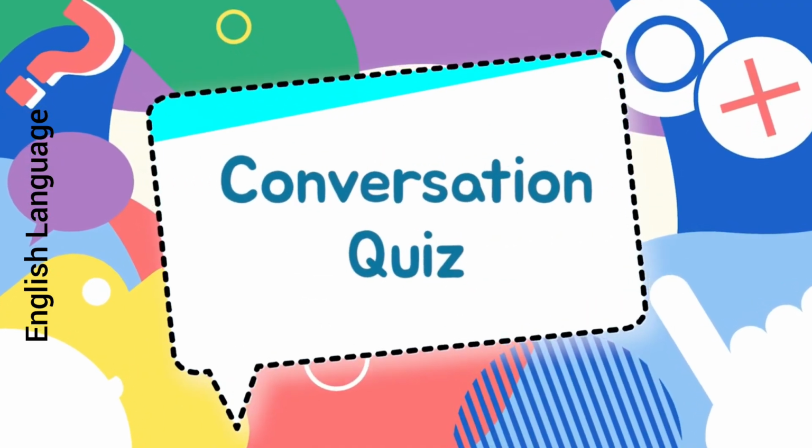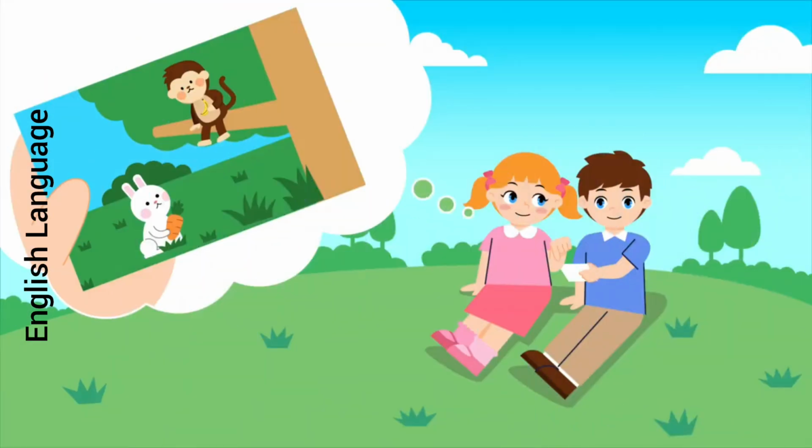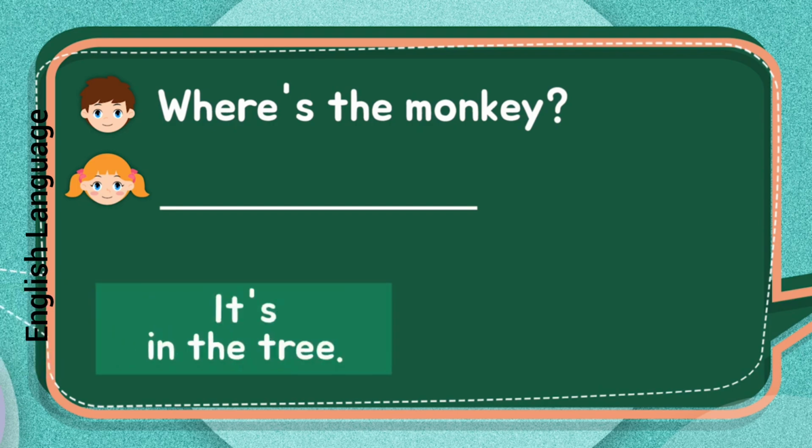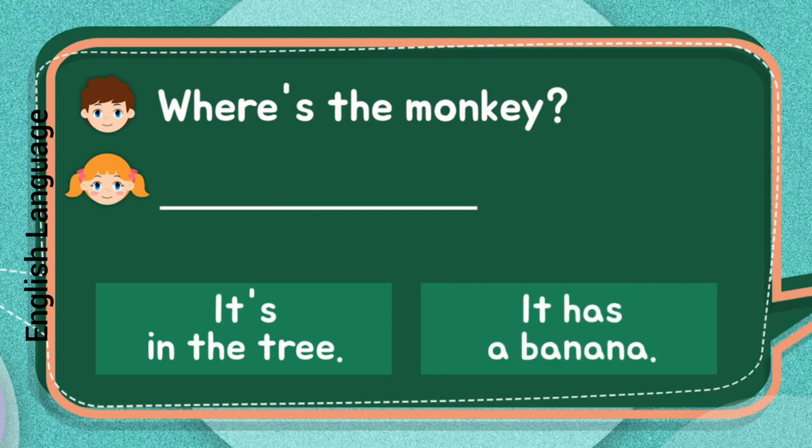Conversation quiz. What does Anne say? Where's the monkey? It's in the tree. It has a banana.